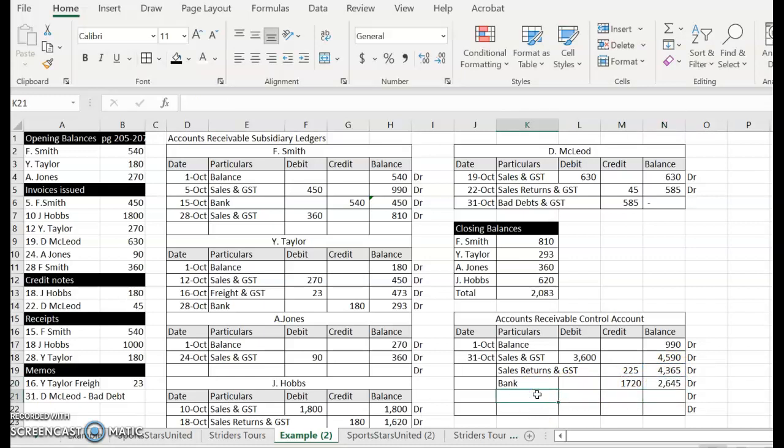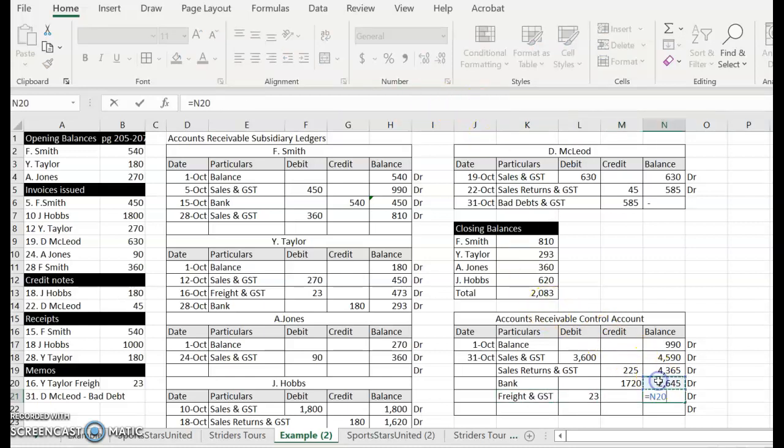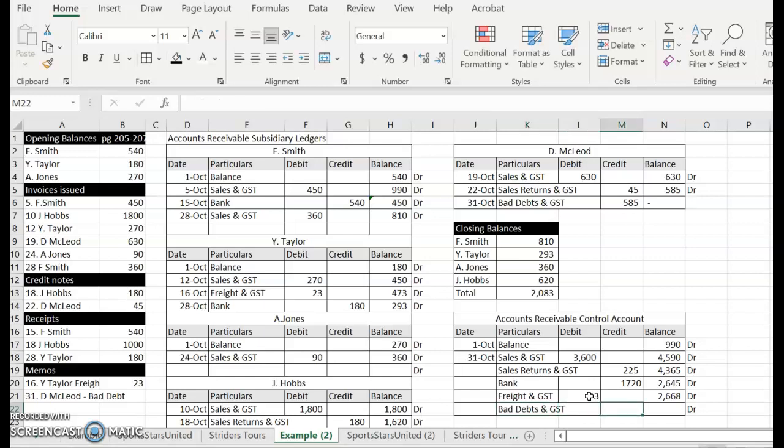We've got some freight there. Normally we'd do those on the dates that they happen, but we haven't, so we'll post them at the end. Freight. That's going to increase how much is owed because we're charging freight. Actually, you better add the GST. And the last one we've got is bad debt and GST. And that will decrease our accounts receivable. And that's that figure there.